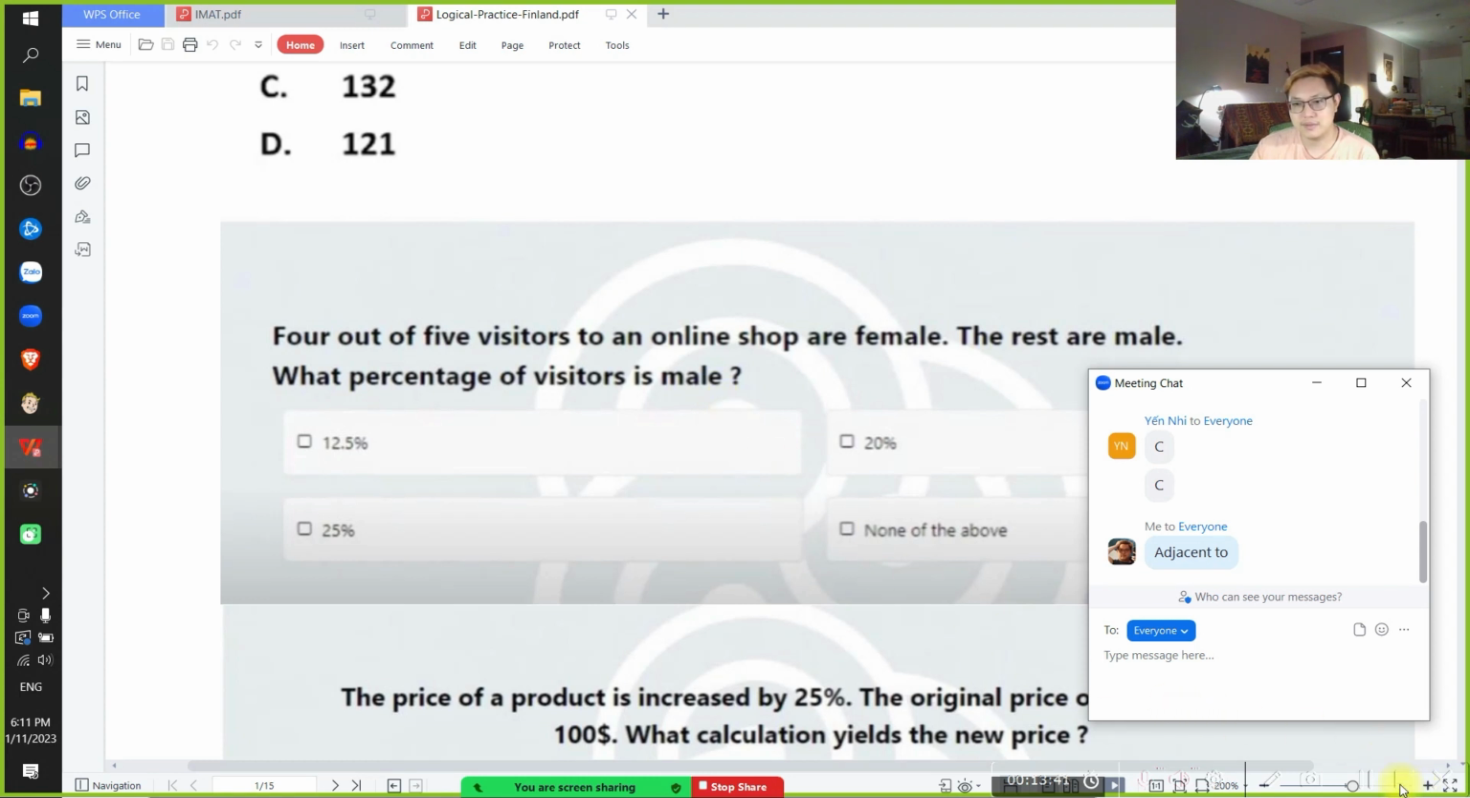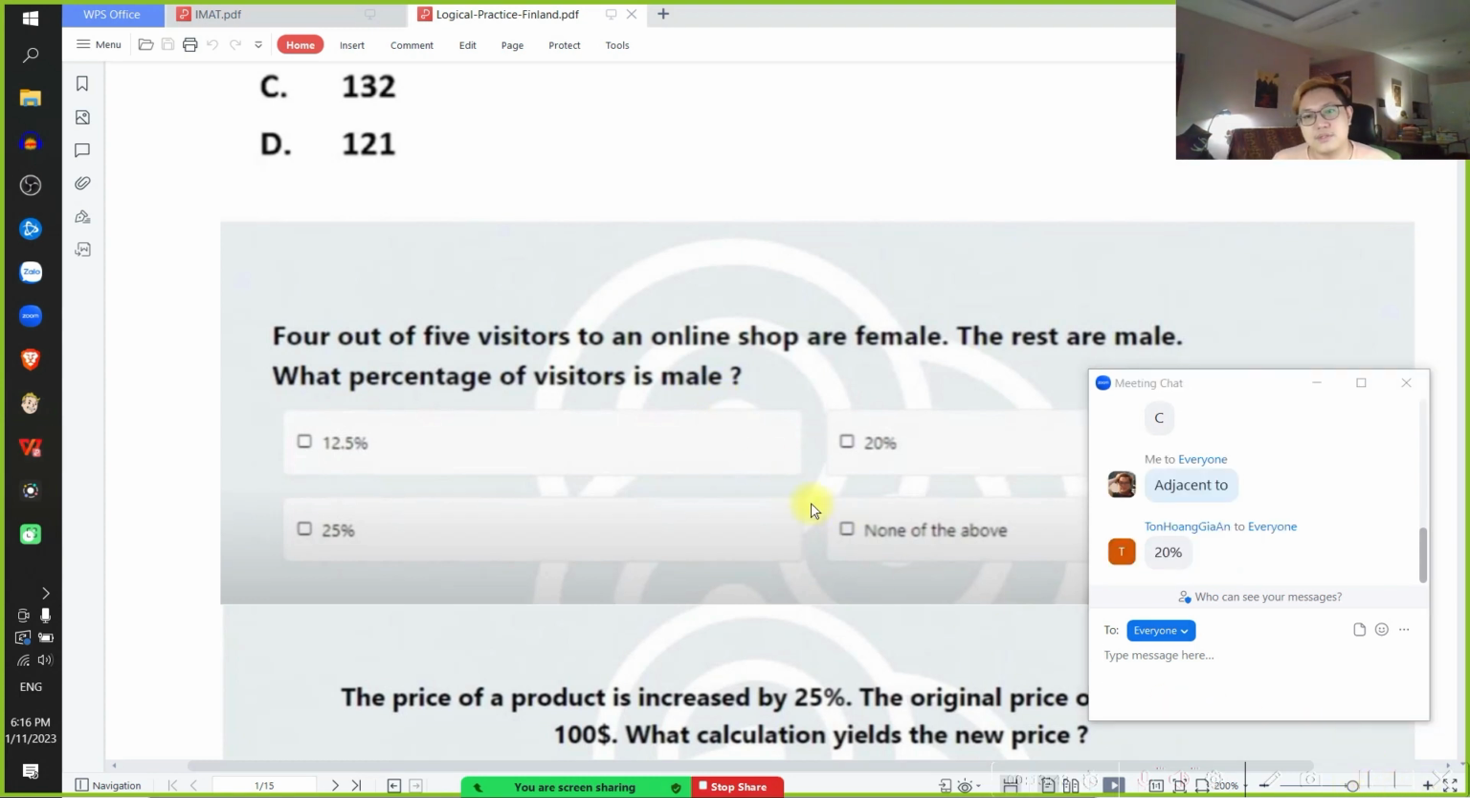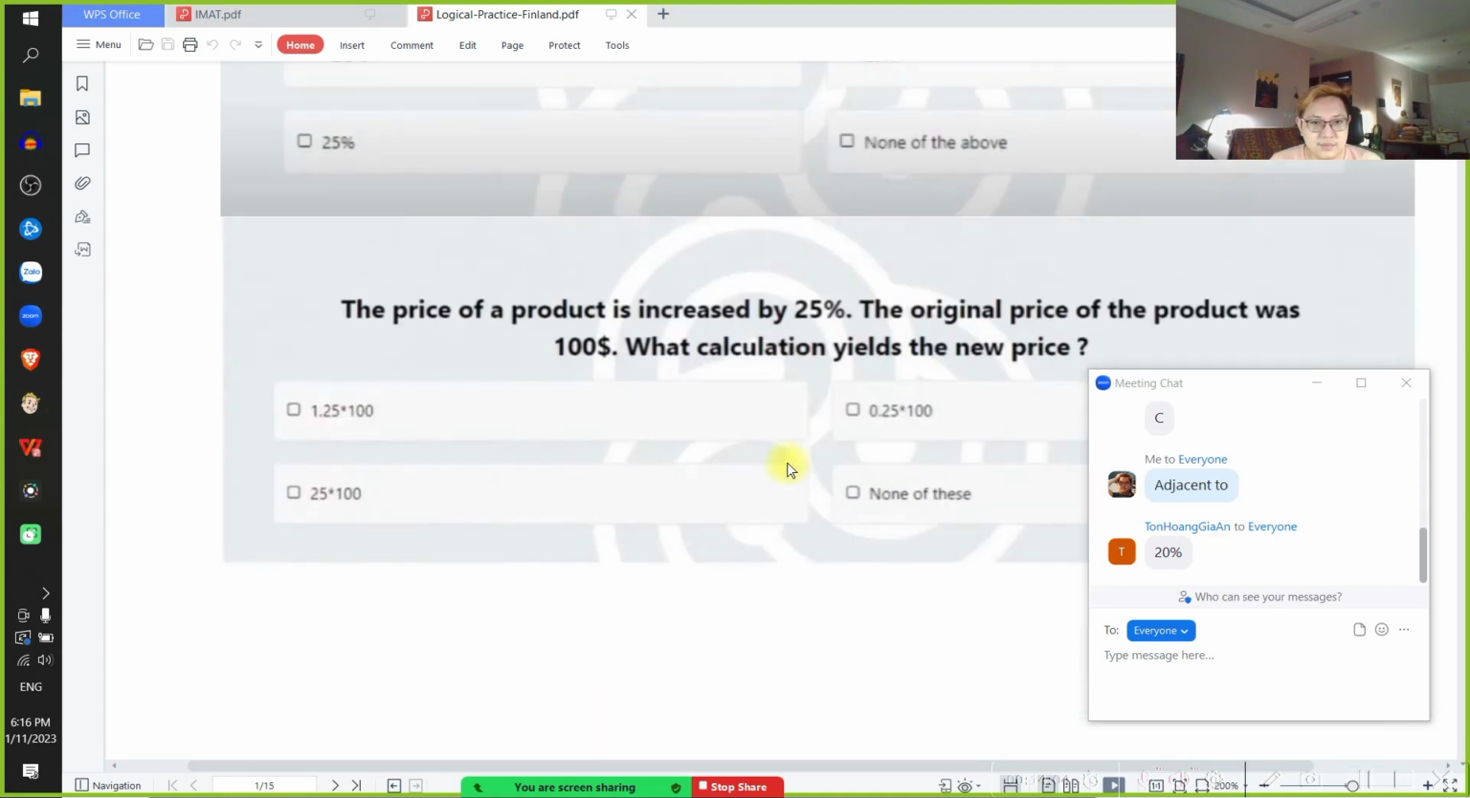Oh, just wait for me a bit, can you? Of course, for this question, the percent of visitor is male is 20%. Đương nhiên rồi. Because 4 out of 5 visitors are female, it means 1 out of 5 are male, which is 20%. Đương nhiên 20% rồi. 1/5 là male thì đương nhiên sẽ là 20% rồi. Try this one.